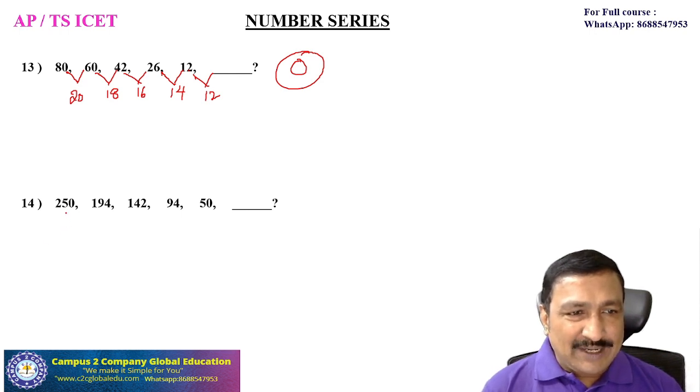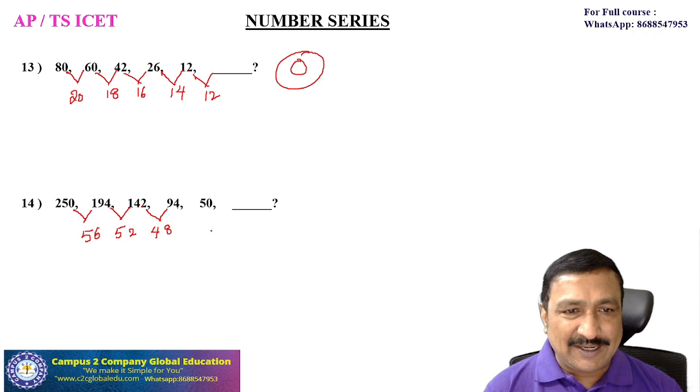Now look at 250 and 194. How much is decreased? It is decreased by 56. And next, how much is decreased? 194 and 142. So 12 minus 4 is equal to 8, and remaining 13 minus 9 is equal to 4, so 52 is decreased. So this is 56 and 52. And next, how much is decreased? 142 and 94, so decreased by 48. And here decreased by how much? 44.